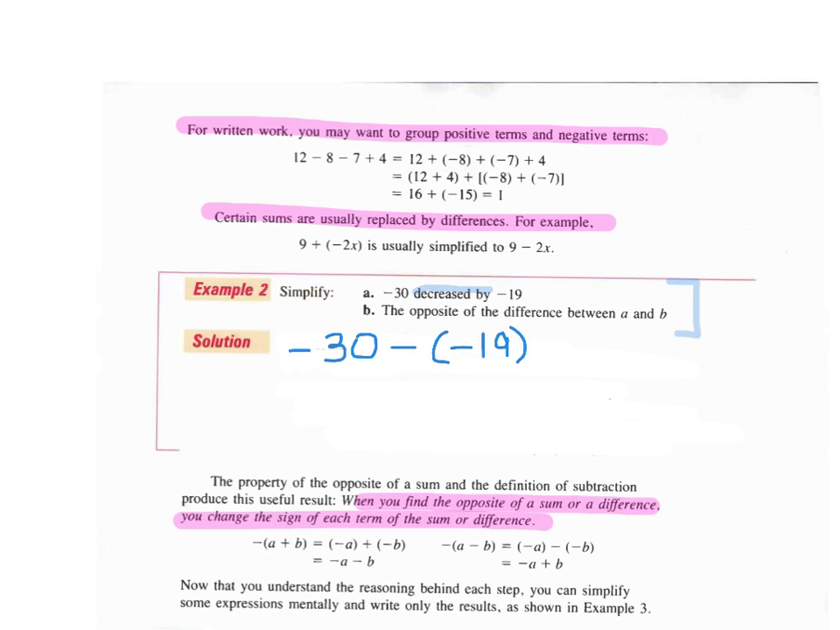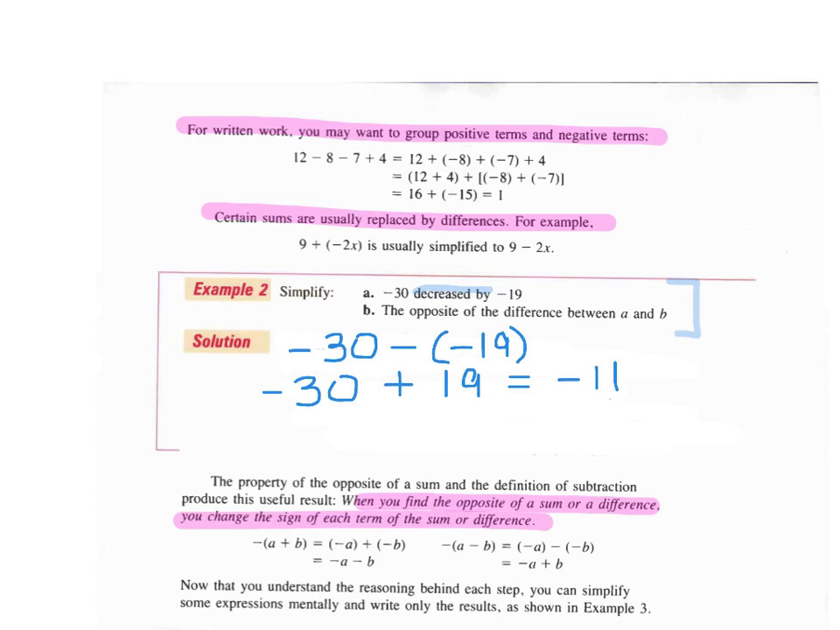So again, if you're going to use the definition of subtraction, you are going to add the opposite. So I'm going to change this to an addition sign and then change the -19 to its opposite. Now notice I have different signs, so I'm going to subtract and keep the sign of the larger number, which will give me -11.